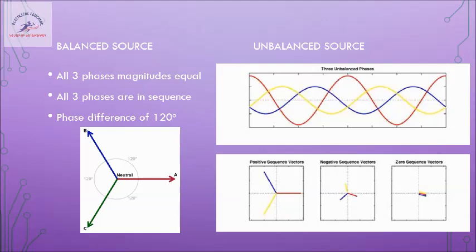There is another set of voltages which is called negative sequence vectors. This set of vectors rotate in the opposite direction to the source. So their phase sequence is reversed now. So instead of ABC, it will be ACB, or instead of RYB, it will be RBY. So the phase sequence is reversed.